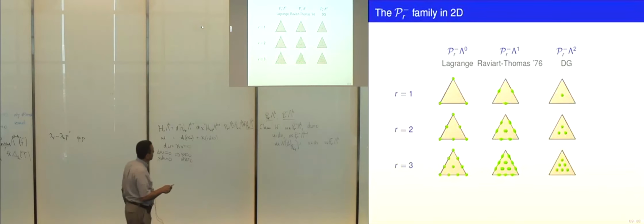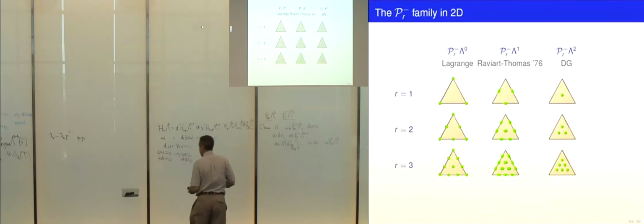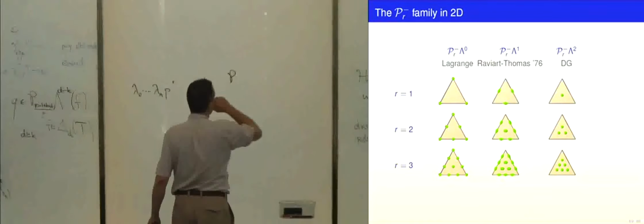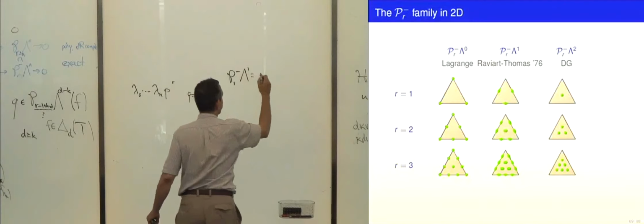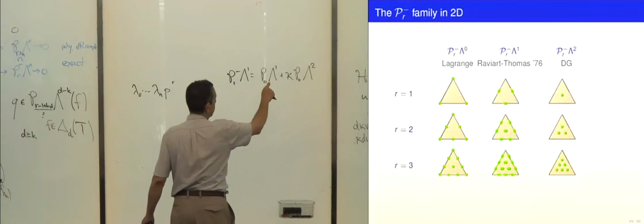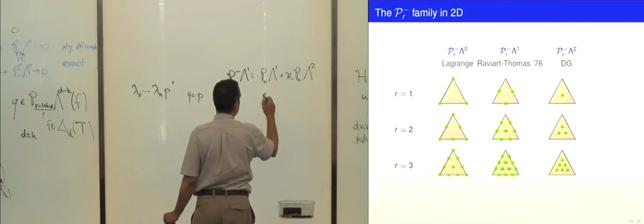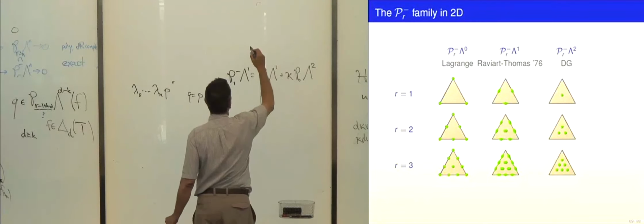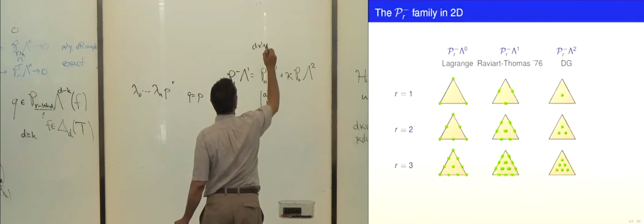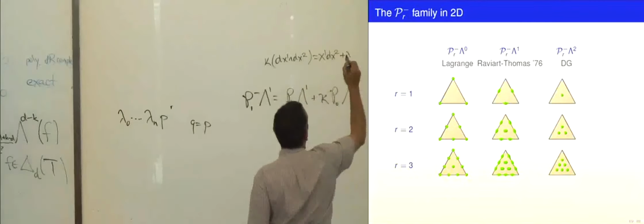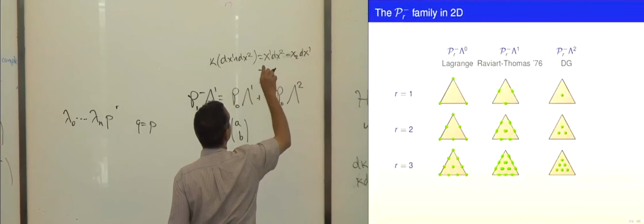The PR minus lambda 1s is a special space. So for example, P1 minus lambda 1 is first of all P0 lambda 1, and then kappa of P0 lambda 2. So P0 lambda 1, these are like vectors with constant coefficients, so these are things of the form A comma B. And P0 lambda 2, well, this is a constant. What's kappa of dx1 wedge dx2, where lambda 2 is dx1 wedge dx2? It's x1 dx2 minus x2 dx1. Or as a vector, it's minus x2 comma x1.